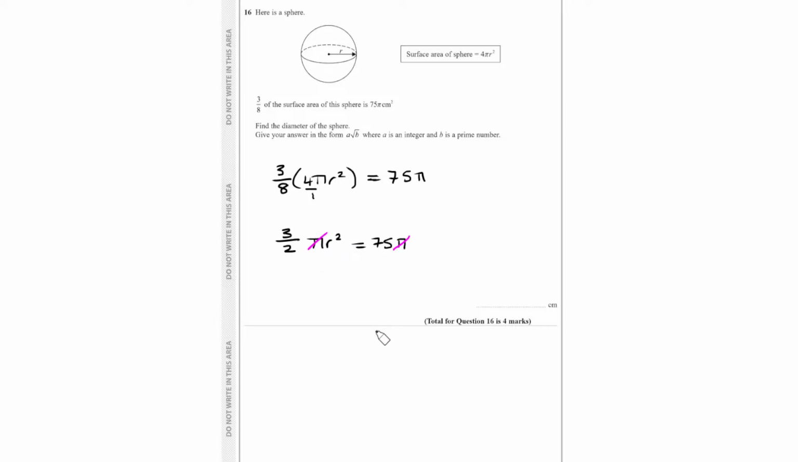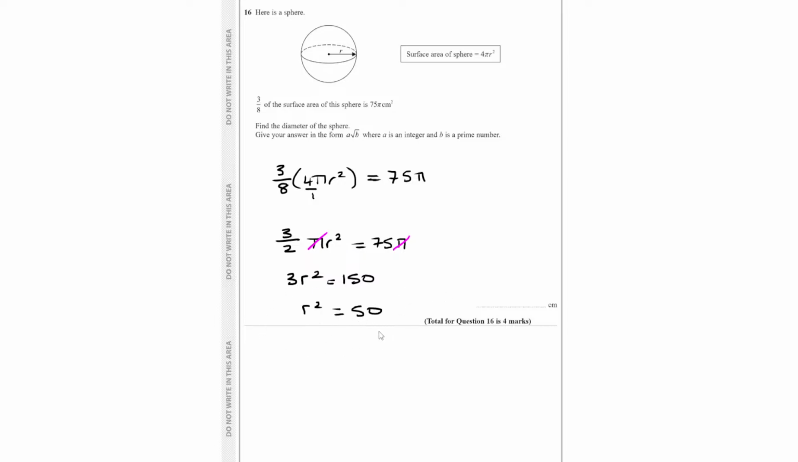R squared is equal to 75. I need to divide across technically by 3/2. It's non-calculator, so probably what I would do is times by the denominator. So multiply by 2, which is 150, and then divide by 3. You could do it in 2 pieces if you prefer. So that would be r squared is equal to 50.